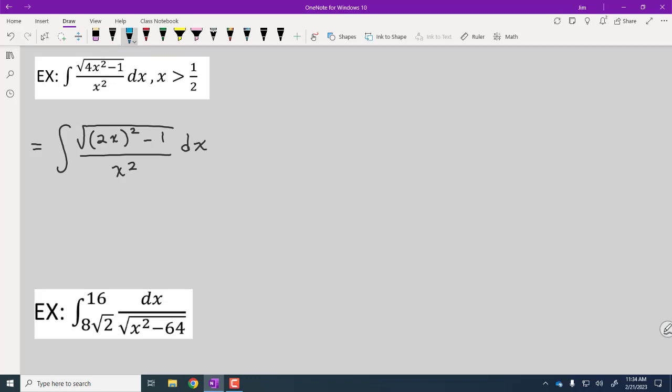So that is a difference of squares. Sine, secant, or tangent? Secant, because secant squared minus 1 is tangent squared. So we are going to choose secant. We are going to let 2x equal secant of theta. Take the derivative of both sides. So we'll have 2 dx is equal to secant theta tangent theta d theta.